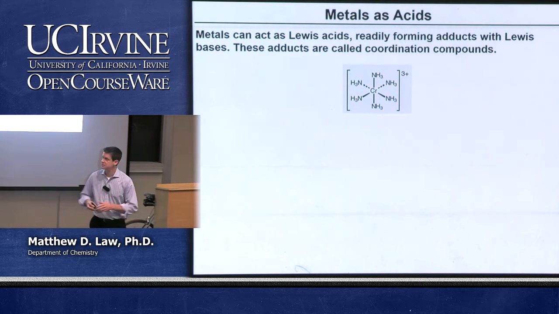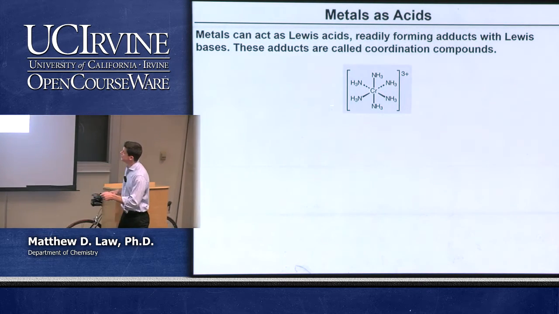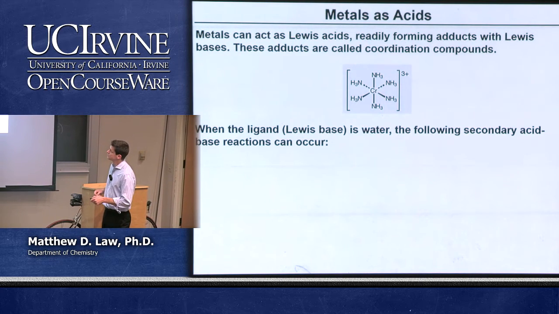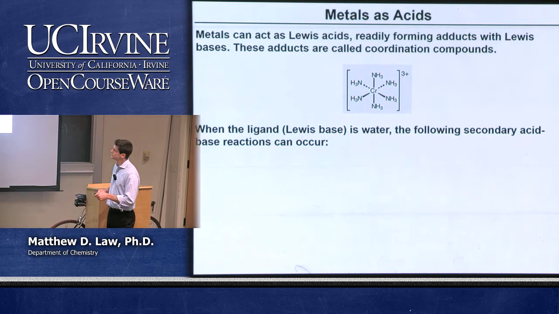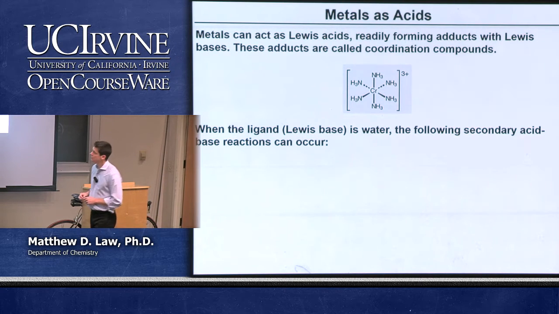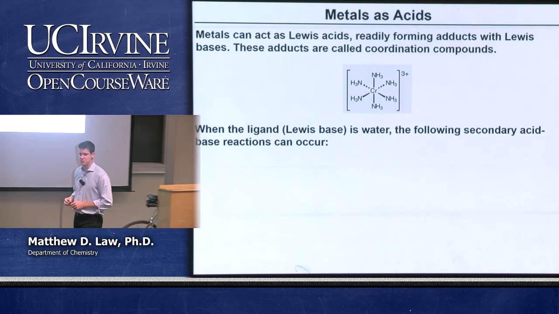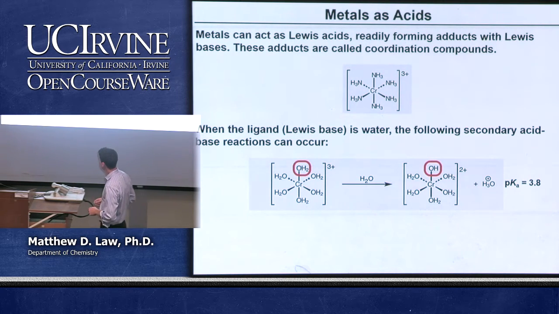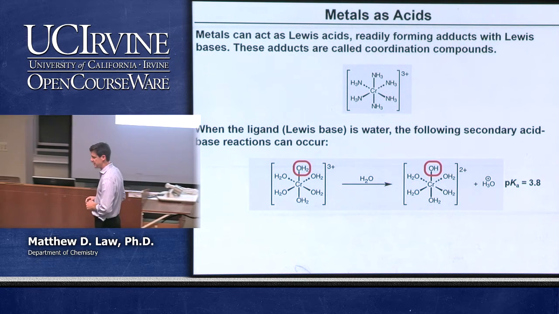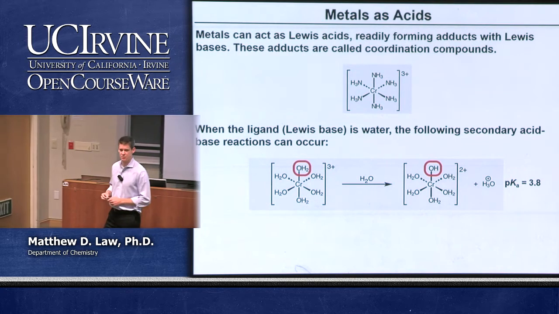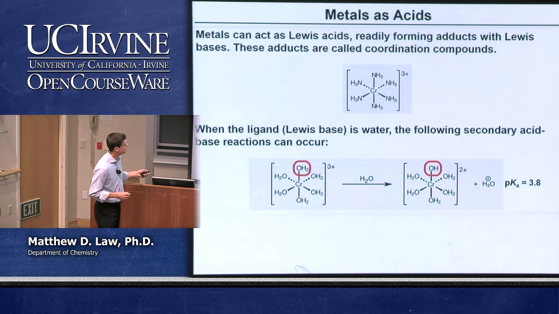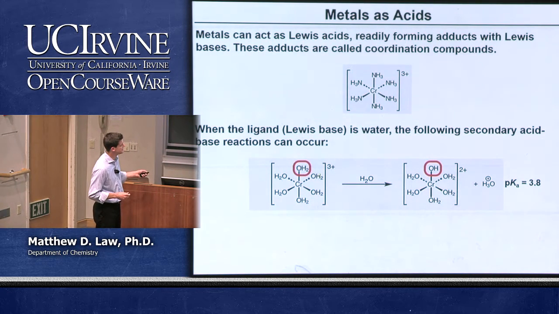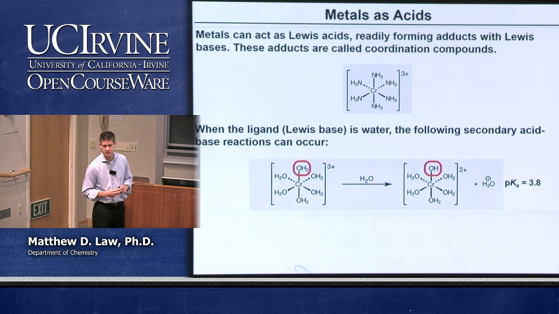But more than that, if we have certain kinds of metal ions, in water especially, we can generate acidic solutions just from the metal ions themselves. Let's look, for example, at the case of having chromium 3+ in water. If we add chromium 3+ in water, what we're going to get is an octahedral complex of waters around the chromium. This is the hexa-aqua complex.